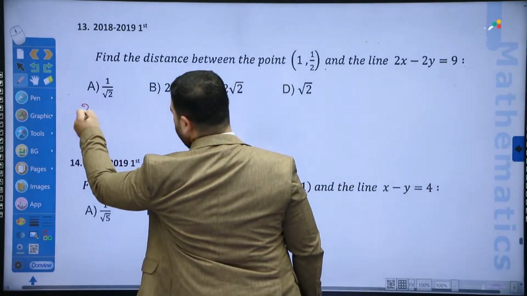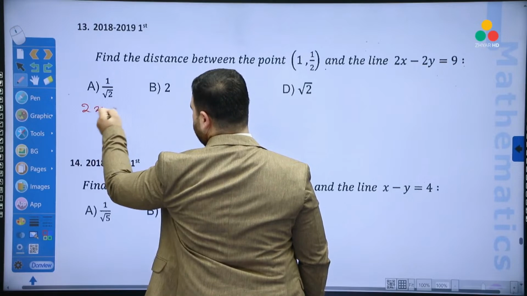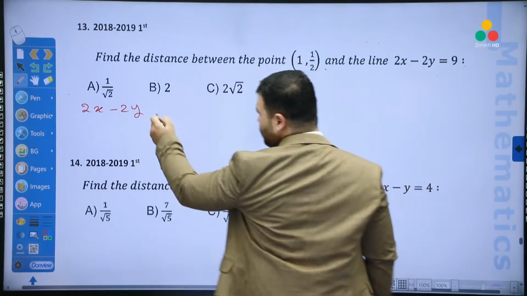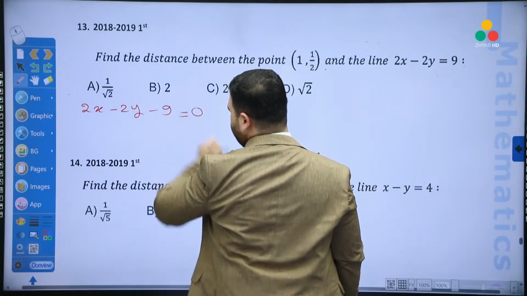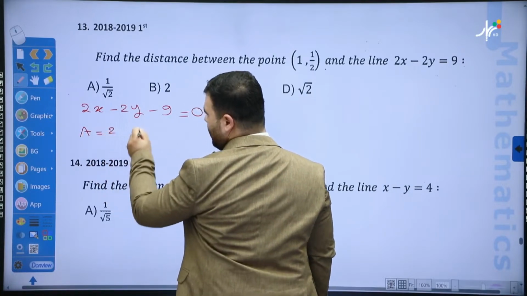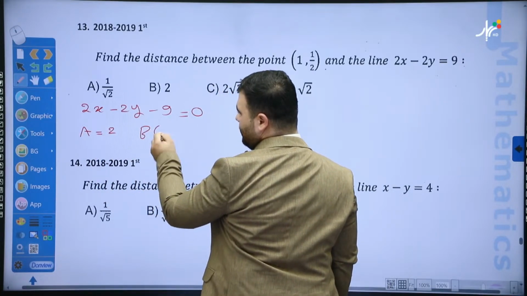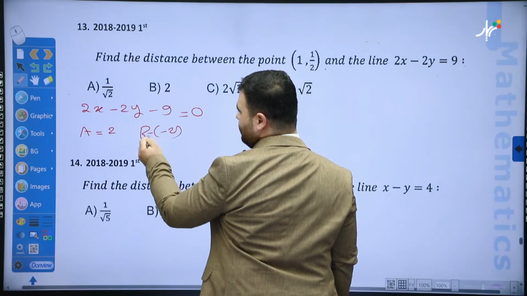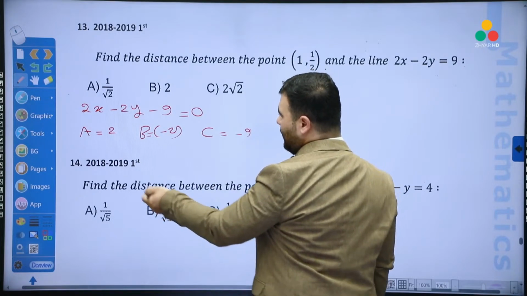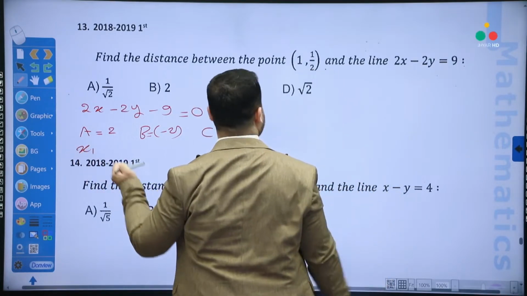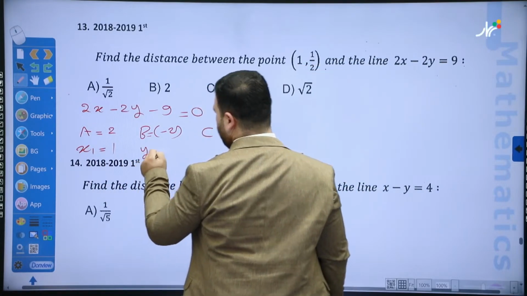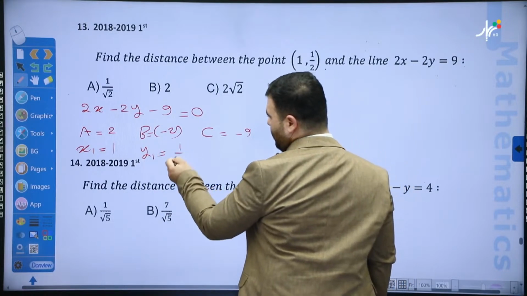So 2x minus 2y minus 9 equal to 0. A is 2. B is negative 2. C is negative 9. x1 from the point is 1. y1 from the point is 1 over 2.